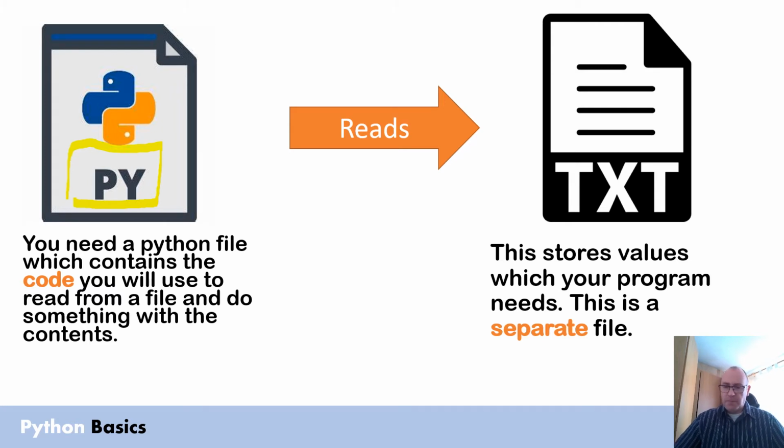Okay, so as I said, this might seem really obvious, but the amount of times I've explained this to people and then they've gone off and said, well, what file do I read? We have to actually create it first, and they get really confused about it. So remember, you need two files. One file with your Python code in with a .py extension, and then one file with your values that you want to read in with maybe a .txt extension.